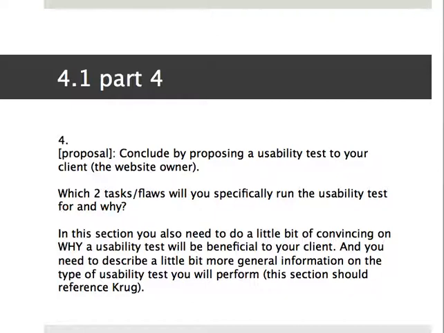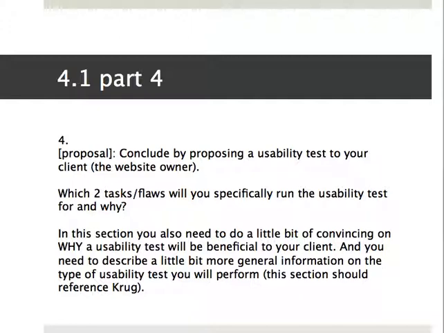You're going to specify in this proposal section the 2 specific tasks or flaws you're going to run the usability test for and why. So you've laid out a lot of flaws. Now you're going to narrow it down to 2, and you're going to say we're going to test this and this. The reason needs to be connected directly back to the purpose that you've already set out and the user's needs. So don't randomly pick the tasks or flaws. Make sure that you're picking the one that speaks most to what the website needs to do, considering the purpose, the organization or business that it is, and the user's needs.